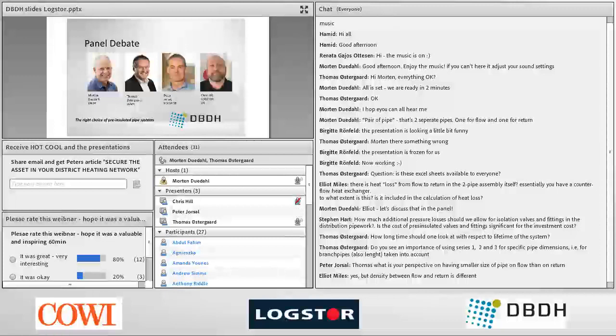And the first question, Elliot, you asked, is there heat loss from flow to return in the twin-pipe assembly itself? Essentially, you have a counterflow heat exchanger, he says. To what extent is this, and is it included in the calculation of heat loss? I'm guessing that that might be you, Peter. I'm guessing the same.